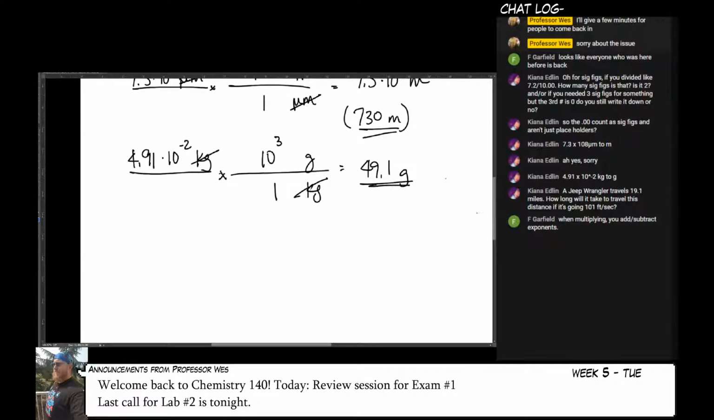So when you multiply, you add the exponents together. So that's why I'm doing this so quickly. Because 10 to the minus 2 is... Oh, okay. Yeah, there you go.